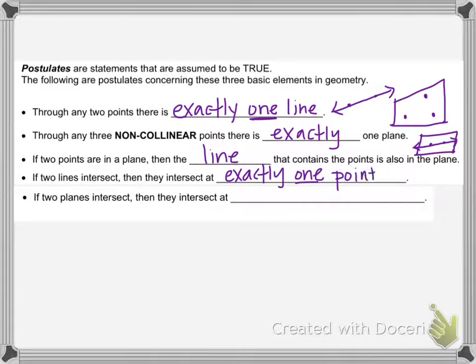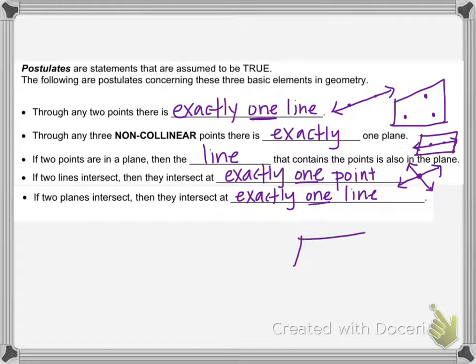So whenever you were solving systems of equations, you were finding the location of that point. So there's a line, there's a line. Yes, they intersect right there at that 1 point in the middle. And then the last one is a little bit harder concept to understand. If 2 planes intersect, then they intersect at exactly 1 line. So I'll draw you a picture of what this might look like.